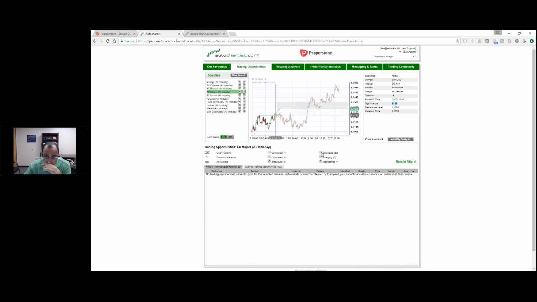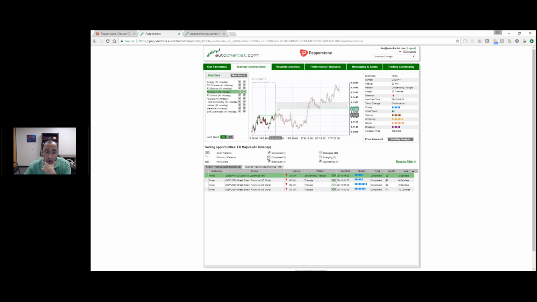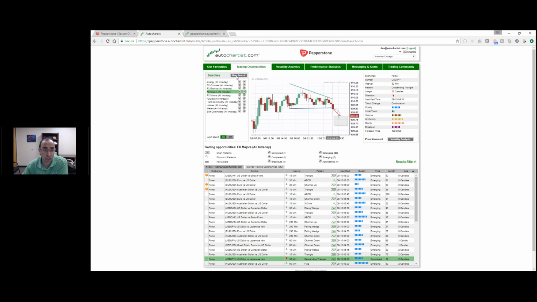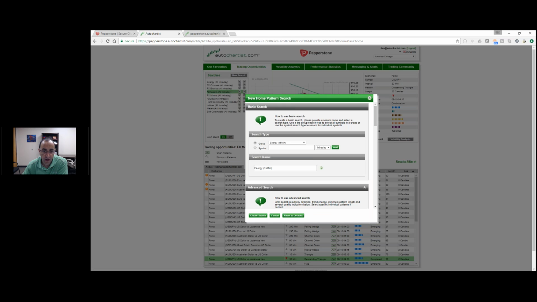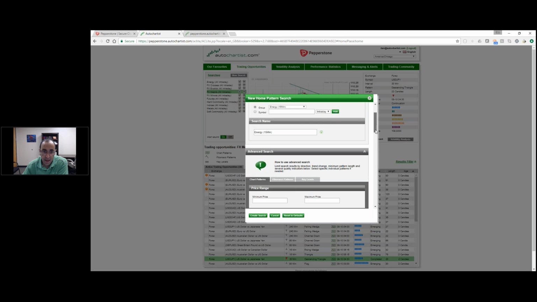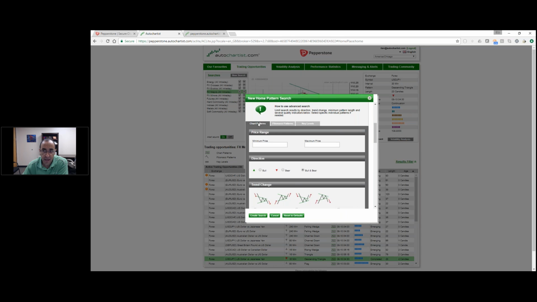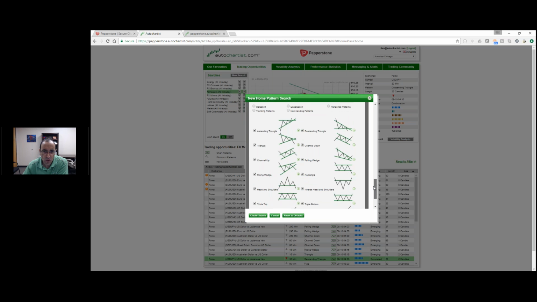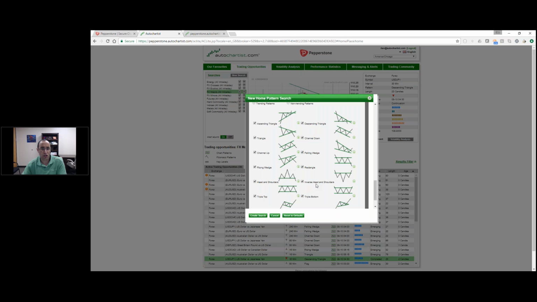So if you're ever wondering what any of these patterns look like, then I suggest you do one easy thing, which is click on this new search button, click on advanced search, and then I'm selected currently on the section called chart patterns. And if you go to the bottom, you'll actually see what all the patterns look like. We actually draw them for you.